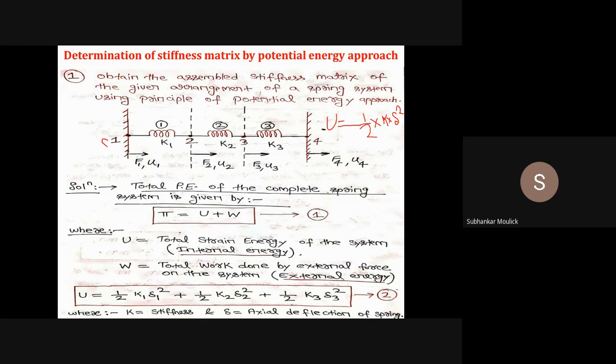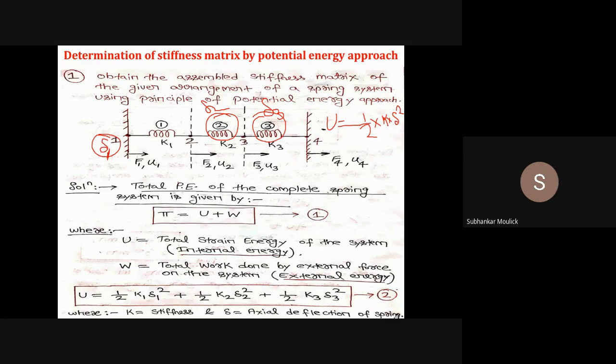If I assume that delta is the linear displacement of the spring, say for this particular element, deflection is delta 1. For this particular element, linear deflection is delta 2. For this particular spring element, linear deflection is delta 3. This delta 3 is due to the presence of F4 and F3 in this component. This delta 2 is due to the presence of force F2 and F3 in this component. And this delta 1 is due to the presence of F1 and F2 in this component.